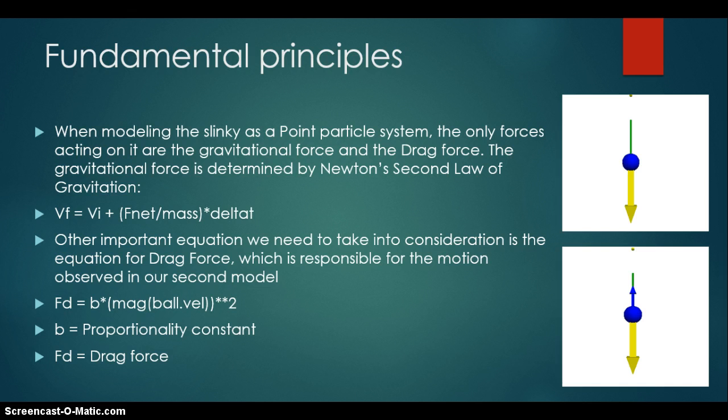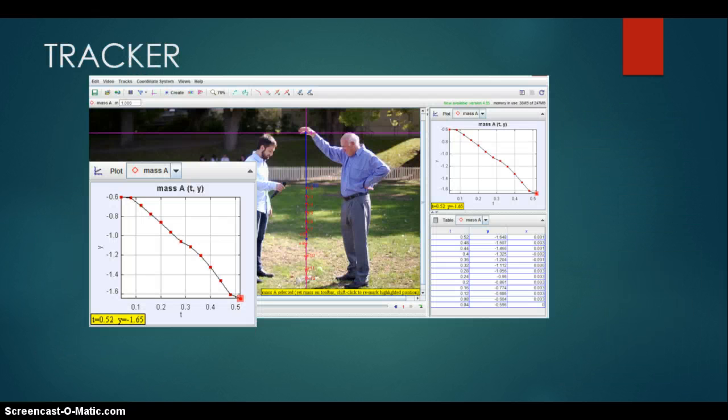Another important equation we need to take into consideration is the equation for drag force, which is responsible for the motion observed in our second model. This equation is Fd equals b times the magnitude of velocity squared, where b is the proportionality constant and Fd is the drag force. For the Tracker model, I set the origin on the hand with the x position on the horizontal axis and the y position on the vertical axis. Also, you can see my position versus time data obtained right here on the left.